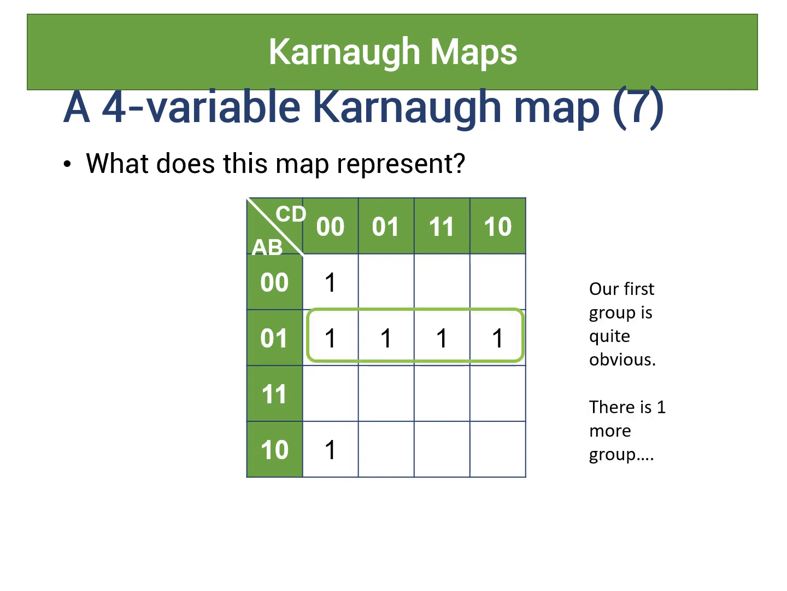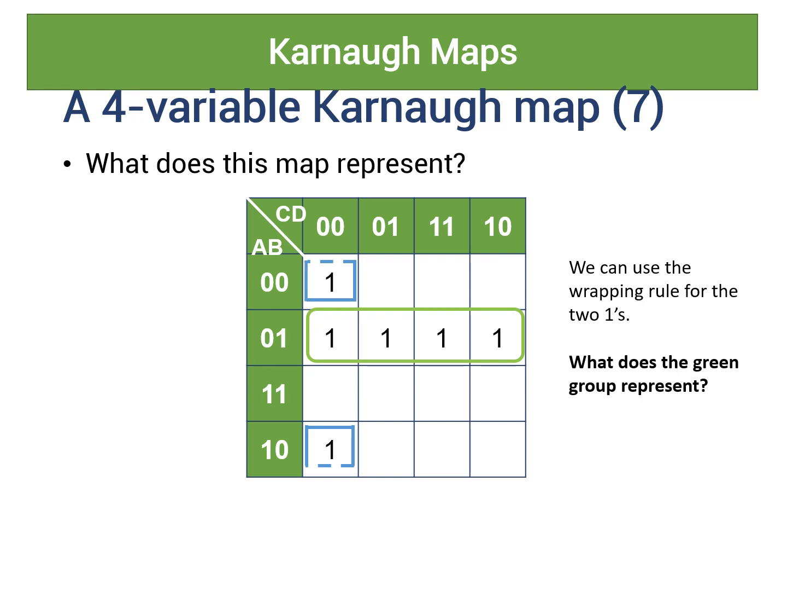Our first group is fairly obvious. There's a green group here. But there is actually one more group. Remember, every item needs to be in a group and we can't leave a one on its own. So our second group, we can wrap around the map. This is the blue group.